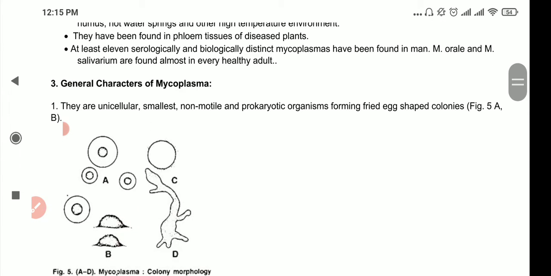So let's look at the general characters. They are single-celled, so unicellular. Smallest, not just small, they are the smallest. They cannot move, non-motile, and obviously they are prokaryotic. They form fried egg-shaped colonies. It looks like when you fry an egg. Suppose you fry an egg, you just see it and think, oh, I'm going to eat mycoplasma with my Mycoplasma salivarium, so that you remember and feel disgusted, so you won't eat egg.